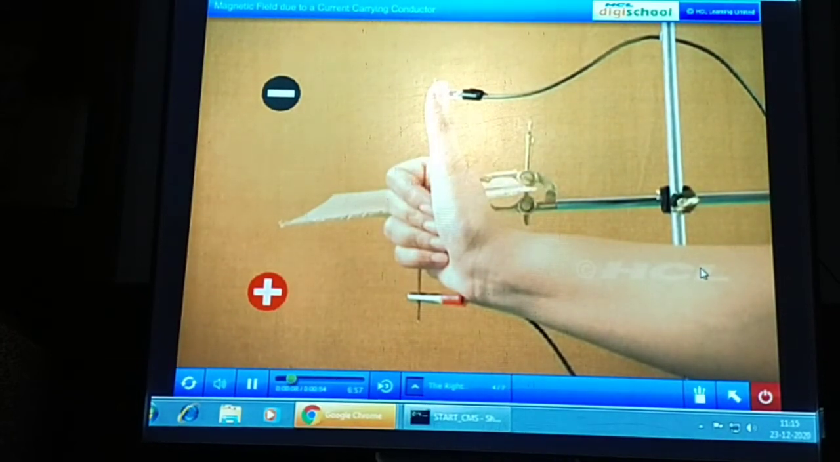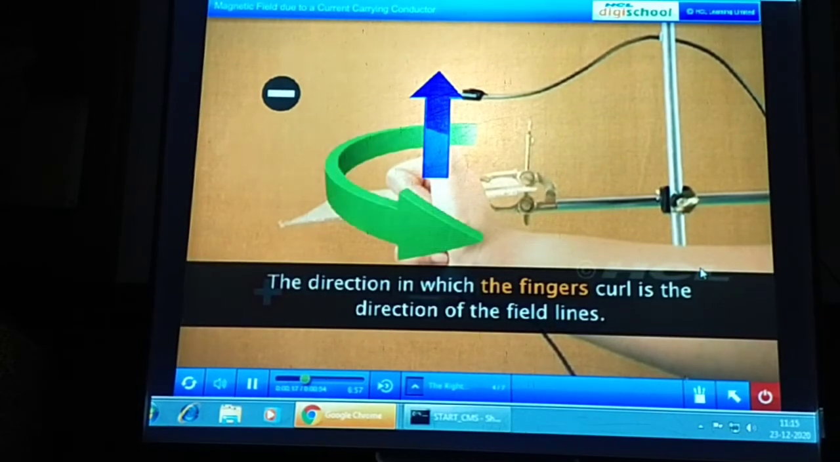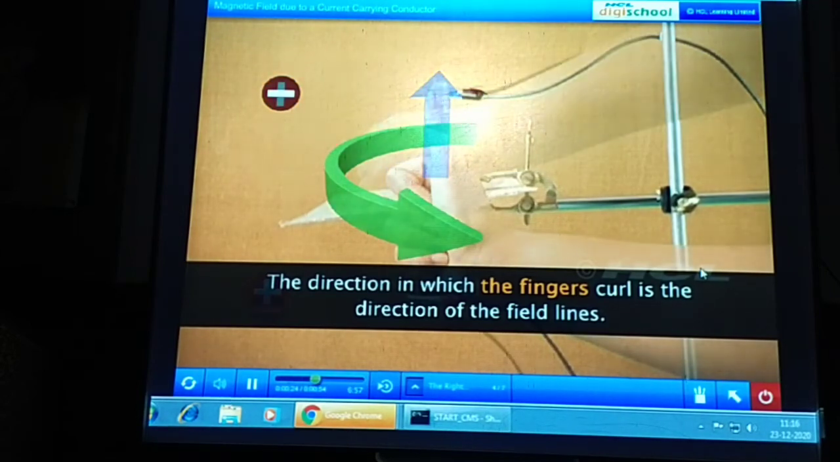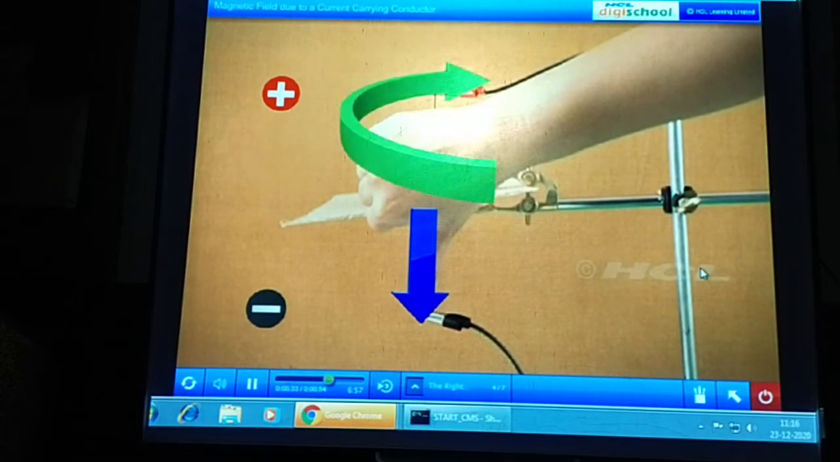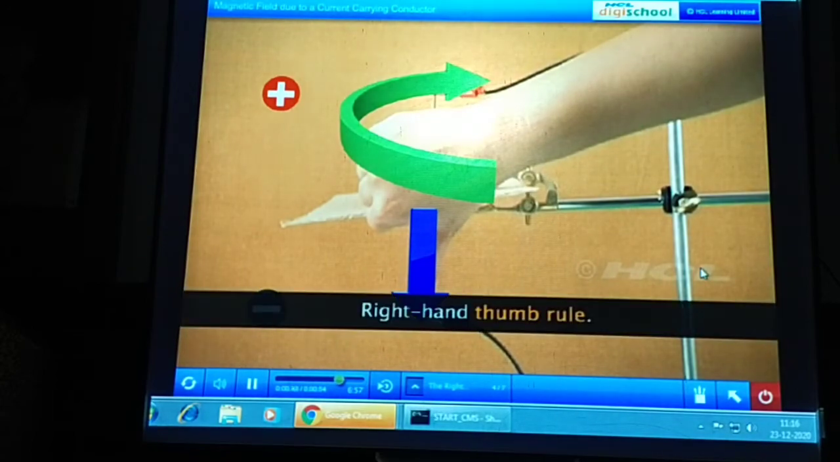If you were to position your right hand in front of the straight conductor in such a way that your thumb points in the direction of the flow of current, then the direction in which your fingers curl is the direction of the field lines. Now, if you reverse the flow of current, you should be pointing your thumb in this direction. The direction in which your fingers now curl indicates the new direction for your field lines. This is known as the right-hand thumb rule.